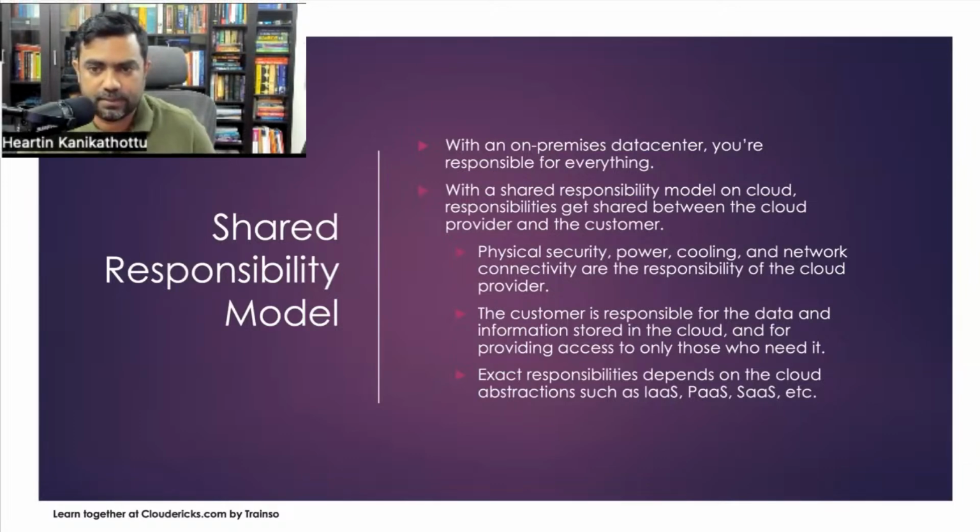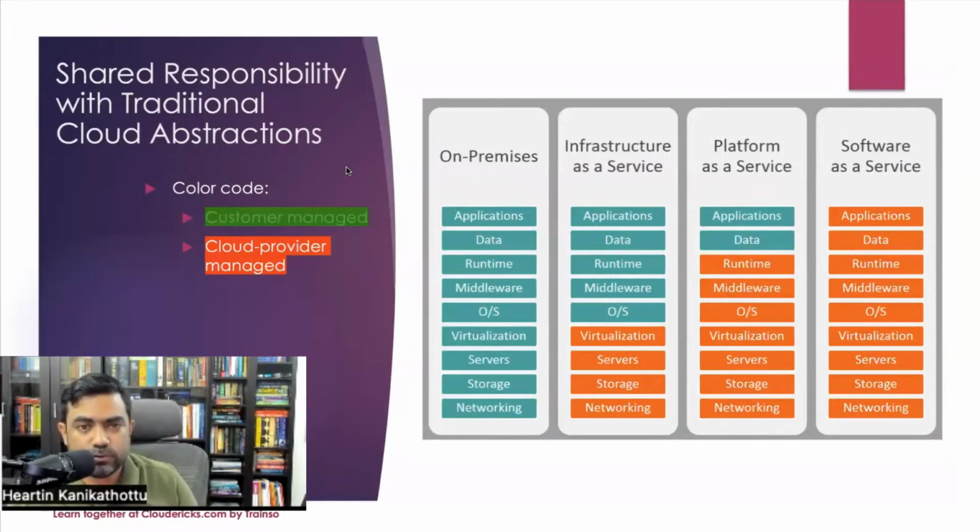IaaS, PaaS, SaaS, etc. To understand this, we can quickly go through this diagram. On premises, everything is your responsibility, right? The customer manages the green ones: application, data, runtime, middleware, OS, virtualization, servers, storage, networking. Everything is your responsibility to manage. With infrastructure as a service, virtualization, servers, storage, and networking are all managed by your cloud provider, and the rest, operating system, middleware, runtime, data, and applications, is your responsibility. With platform as a service, everything until runtime is managed by your cloud provider, and the rest, your data and applications, you have to manage.